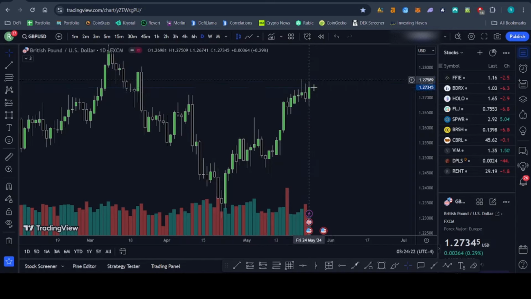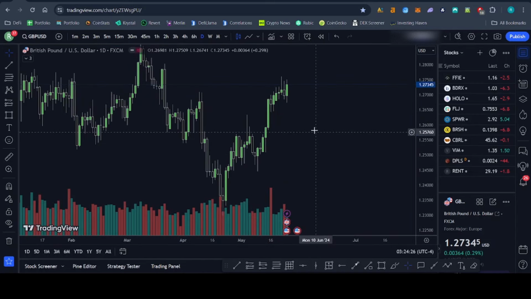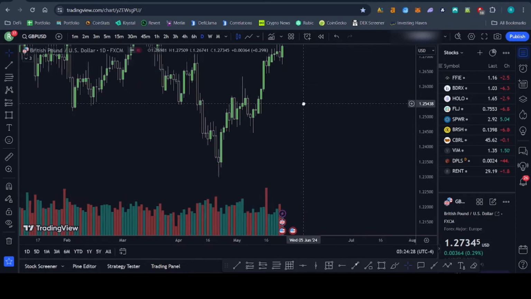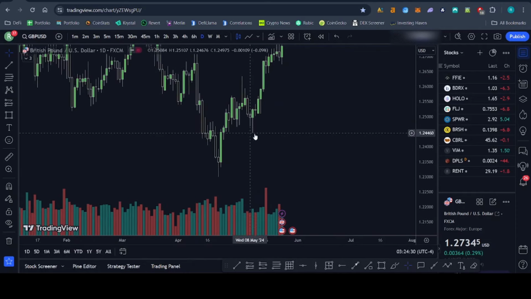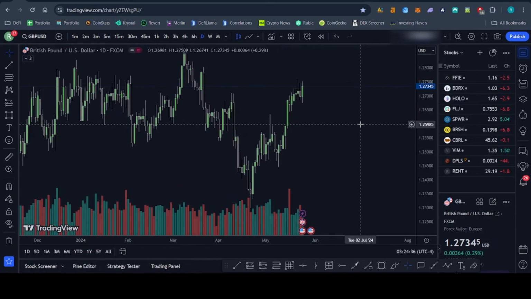What would we be expecting to happen from here? Well, potentially a pullback to somewhere around here. If it pulls back and closes below this low, we then know that the price action has shifted to bearish, and we're now in a bearish trend, a downtrend. But looking at this at the moment, we can see that we are in an uptrend.